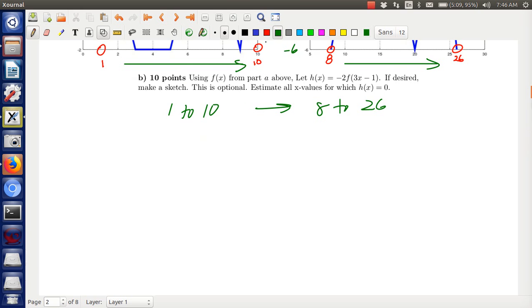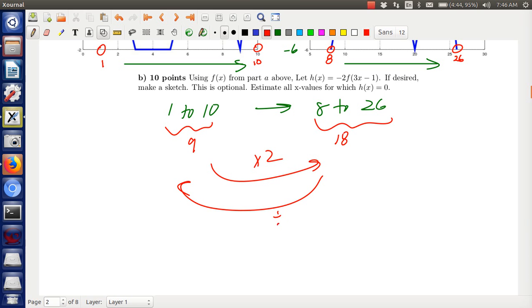So what's happening? We're looking at this. This distance is 9. What's this distance? 26 minus 8. So we get 18. So this direction is times 2. So this direction is divide by 2. And that's the direction we're worried about. But we need to shift it a little bit. So there's a lot of things you can do.